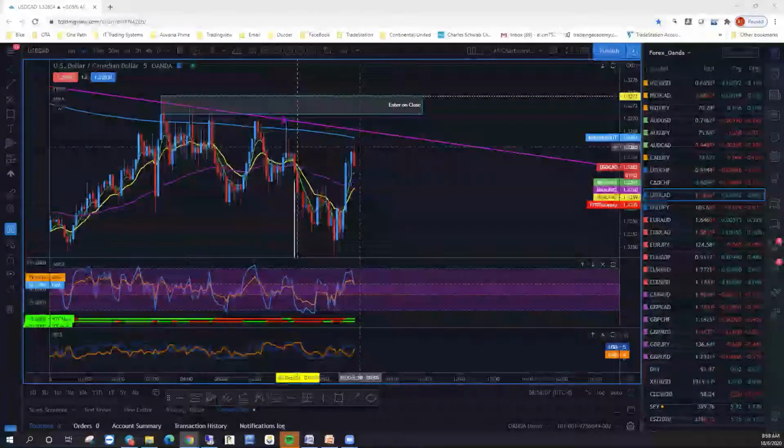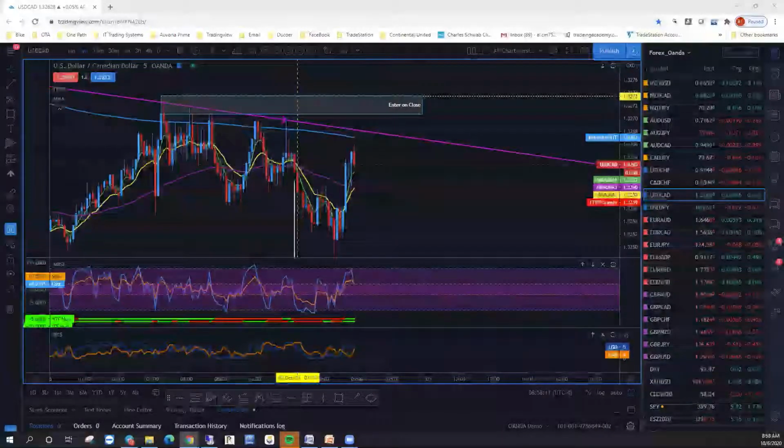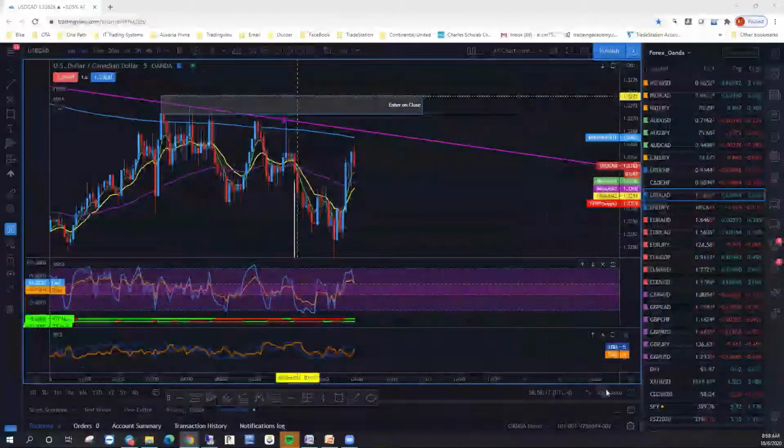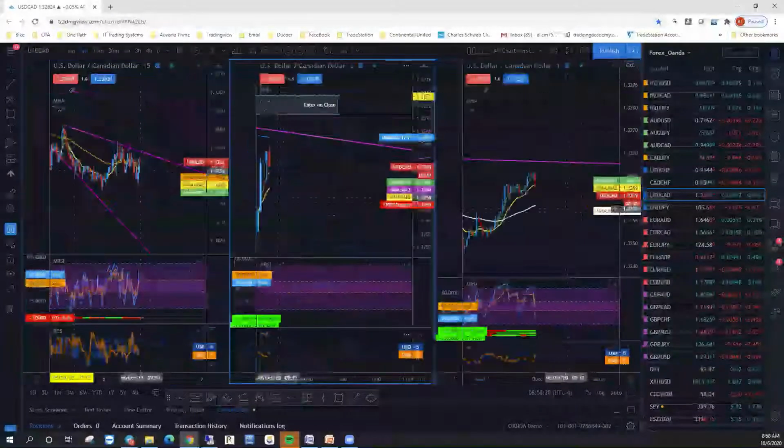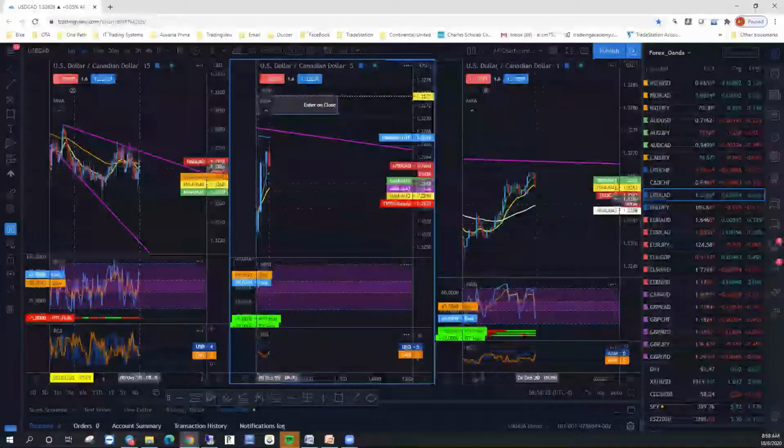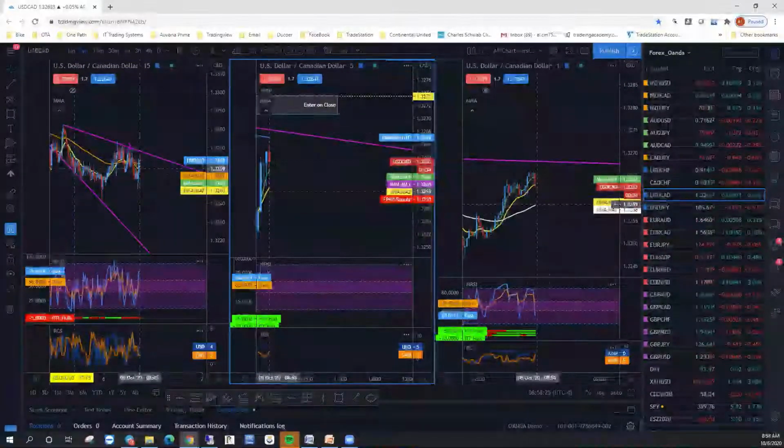I do like this for a short here at this point in time. I want to see on the 1 minute the moving averages cross over and confirm it. I'd like to see a consolidation of the moving averages up in this area.